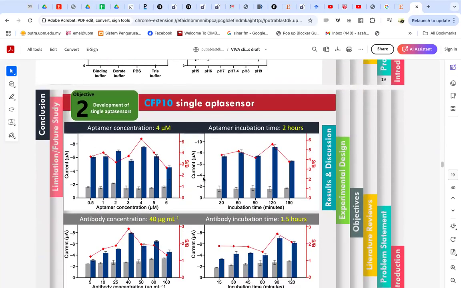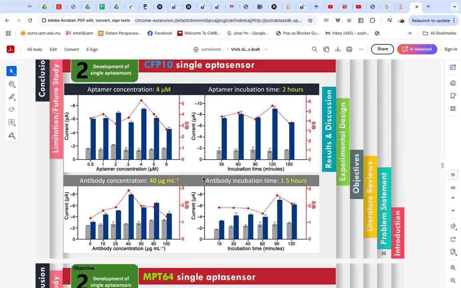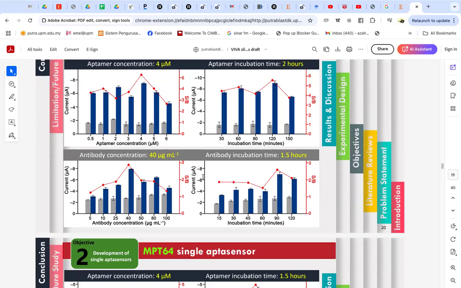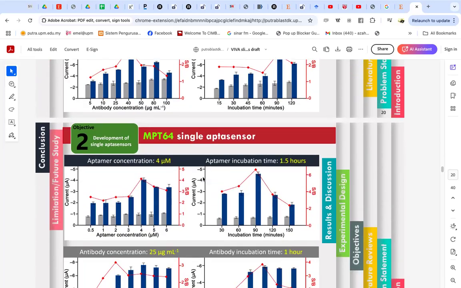And then we have to do the concentration analysis of the bioreceptors to make sure which concentration is the best. It is not necessarily that the highly concentrated is better. Sometimes it reduces the signal. So we have to check all this, and the incubation time. There are a lot of things to do.